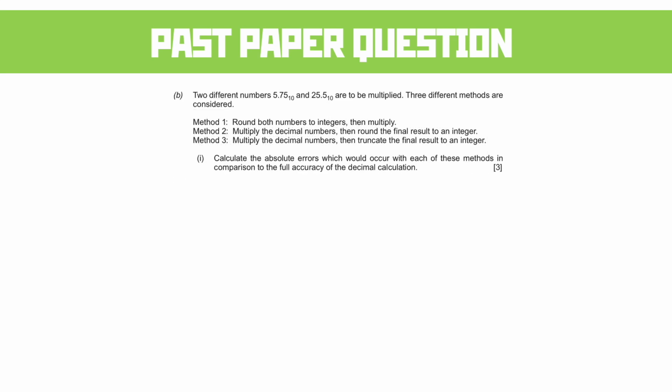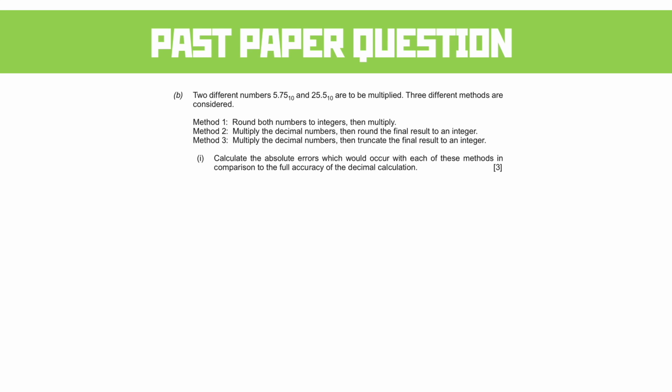Part B, 2 different numbers are to be multiplied. 3 different methods are considered. Method 1 is round them to integers, then multiply. Method 2, multiply the decimal numbers, then round. Method 3, multiply the decimal numbers, then truncate. Now this is a massive marks question, 6 marks for this. Calculate the absolute errors that would occur from each of these methods in comparison to the full accuracy of the decimal calculation.